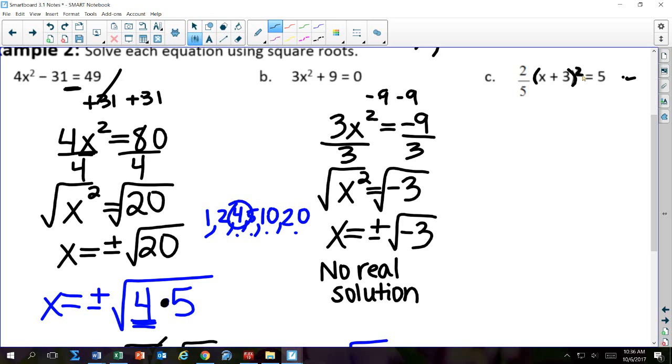A lot of people, when I say what's the opposite of multiplying by 2/5, would tell me divide by 2/5. But dividing by 2/5 can get messy. Okay? So instead of dividing by a fraction, we multiply by the reciprocal. Good. So I'm going to multiply this side by the reciprocal, which is what? What's the reciprocal? 5/2. And I'm going to multiply this side by the reciprocal, 5/2. Oops.